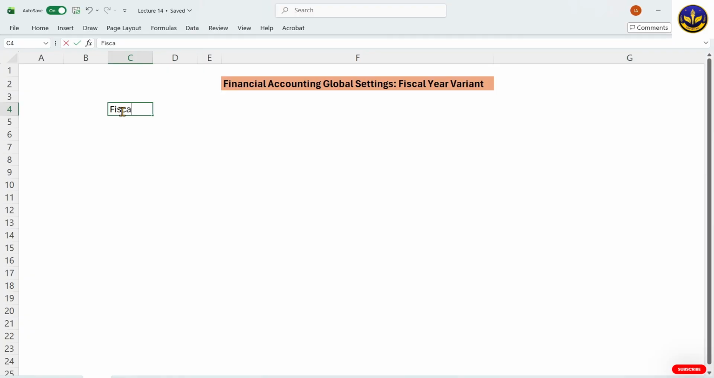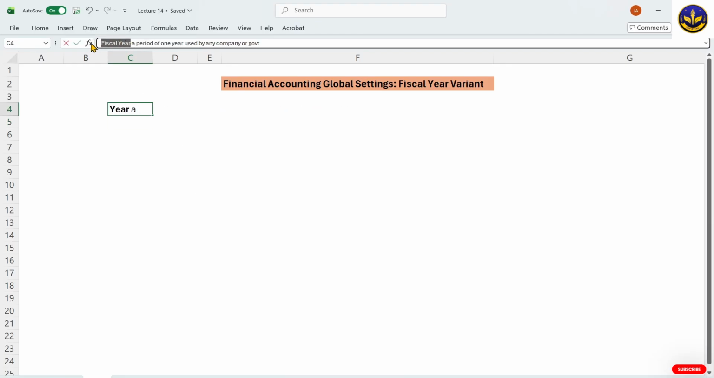Okay, so let me write it. You can define the fiscal year as a period of 1 year used by any company or government. Okay, and this particular year is used by the company or the government for financial reporting and budgeting. So for that purpose we have the fiscal year in any organization.